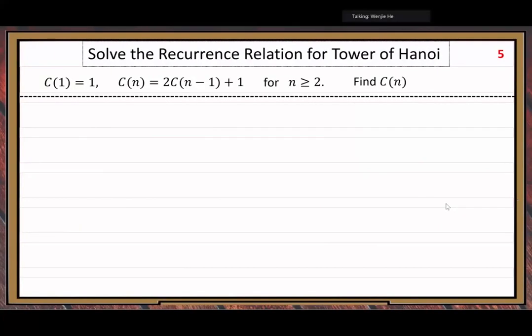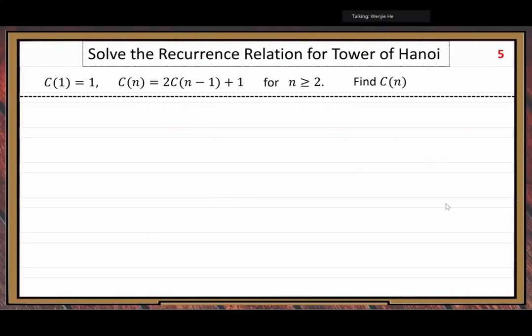Let's recall the recurrence relation. The number of disk moves, the capital C function. Base case, C of 1 equals 1. When you have one disk, you need one disk move. That's very simple. But for the general case, C of n equals 2 times C of n minus 1 plus 1. Based on the steps in our algorithm, we have this recurrence relation.